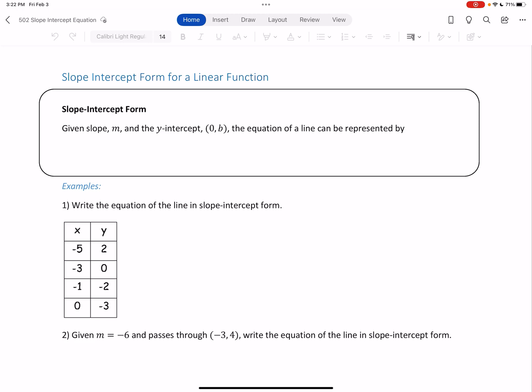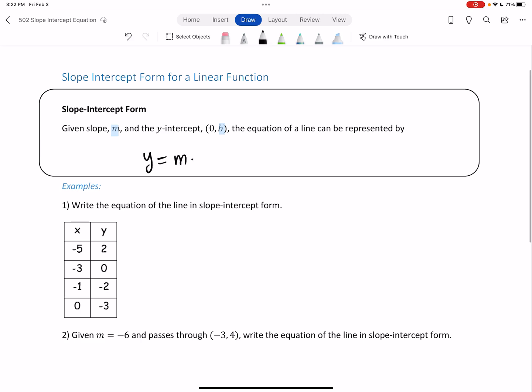It says if you know the slope m and the y-intercept, sometimes called b, the equation of the line can be represented by y equals m times x plus b. So remember, when you're writing an equation of a line, y and x should be part of your answer, and m and b should be filled in with numbers.